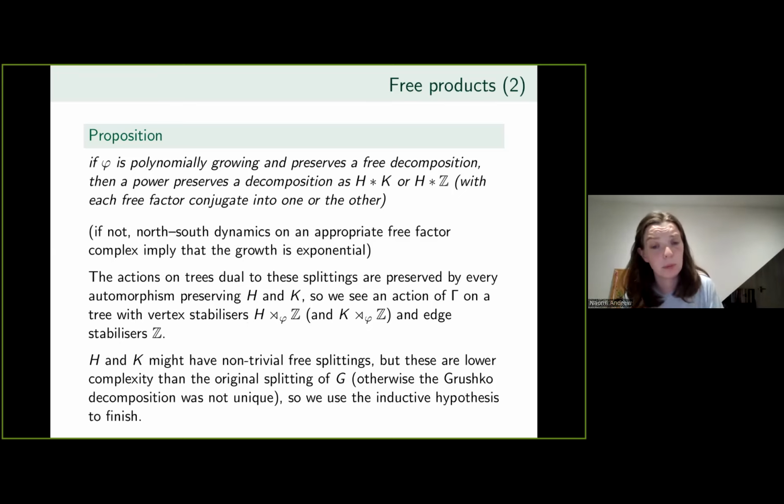H and K probably split themselves as free products, but the complexities are lower. If the complexity could have stayed the same or gone up, then something went wrong with the uniqueness of my Grushko decomposition. So we used the inductive hypothesis to finish. I've assumed inductively that I could do it for lower complexity, and I've split up, so I've got some lower complexity around, and then I can use the fact that I understand it for lower complexity to finish, use the proposition or the theorem about actions on trees, and say, hooray, we have cheap alpha rebuilding property.